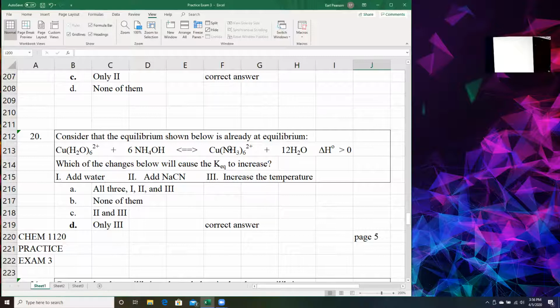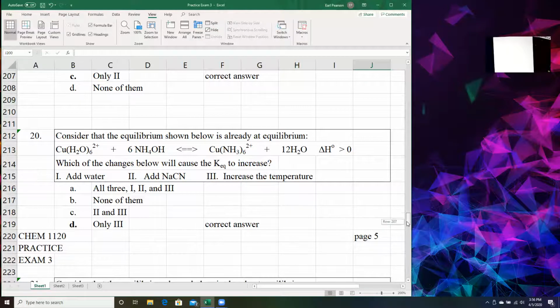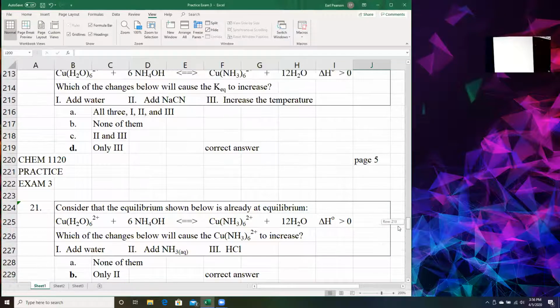It increases the concentration of this, decreases these other two concentrations. Since this is in the numerator, that's going to cause the equilibrium constant to go up. So the only one that could affect the temperature is number 3, and that is the correct answer. It does cause the constant to increase.